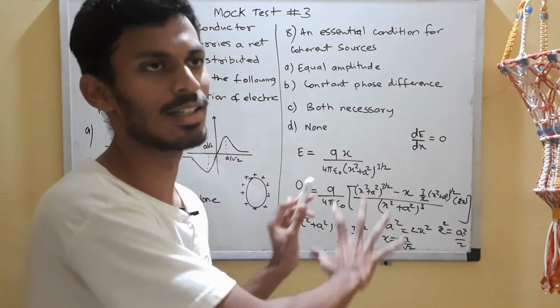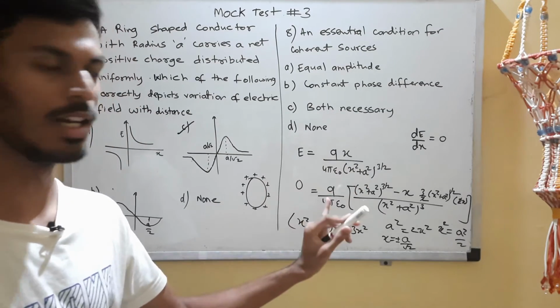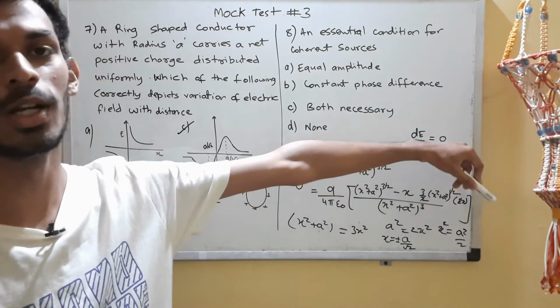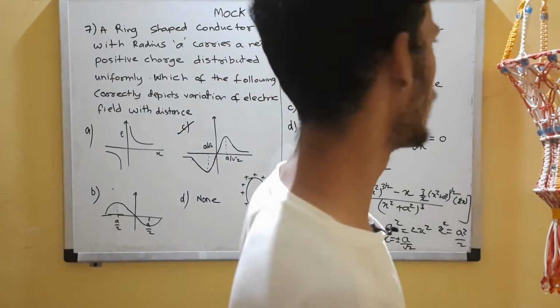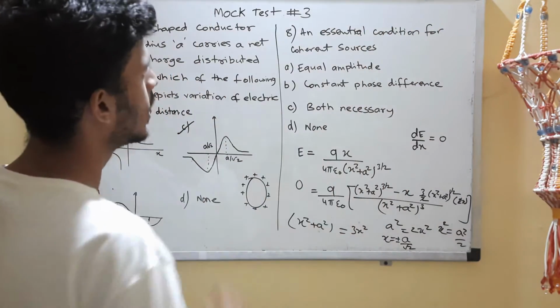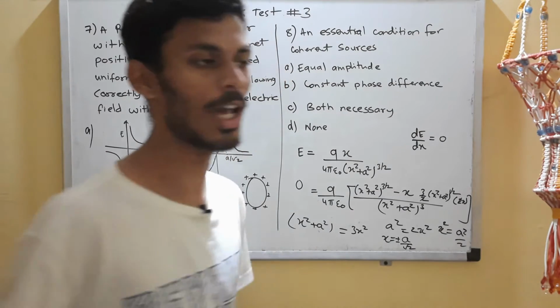Okay, here in question 7, you just had to write the formula for electric field, differentiate it, and put it equal to 0, because we want to find a point where the electric field is maximum. Now in question 8, we are asked for the essential condition for coherent sources.